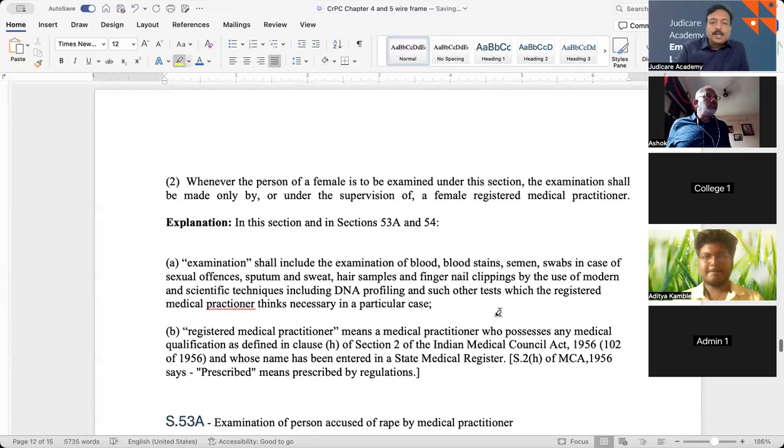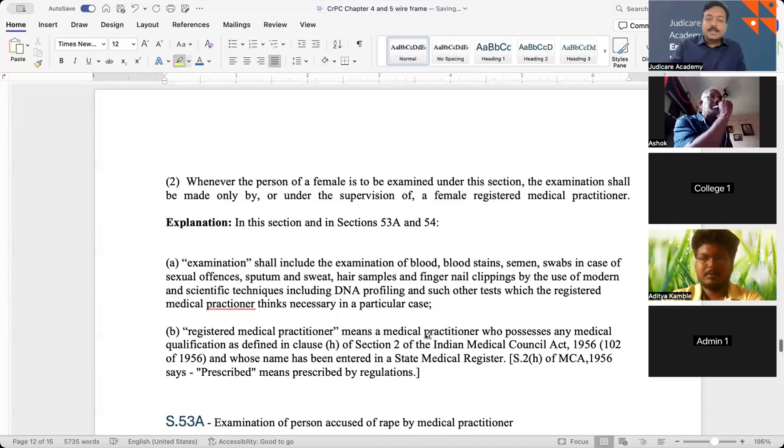The examination shall include examination of blood, blood stains, semen swabs in case of sexual offenses, sputum, sweat, hair samples, fingernail clippings, use of modern and scientific techniques, DNA profiling if required, and other tests which the registered medical practitioner thinks necessary. Normally, it's a visual check of the body, X-ray of the chest to see if there is tuberculosis, examination of the rectum, examination of the private parts.